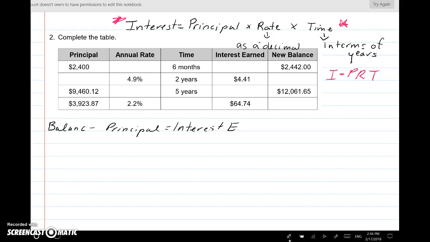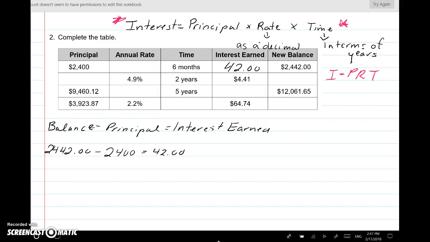And if you think about it, that actually makes a lot of sense. What your new balance is, minus what you put into the account at first, is going to equal how much money the bank added into your account. So balance minus principal equals interest earned makes sense. Balance has an E at the end there. So we're going to do $2,442 minus $2,400, and we're going to get $42. So let's put that in there.